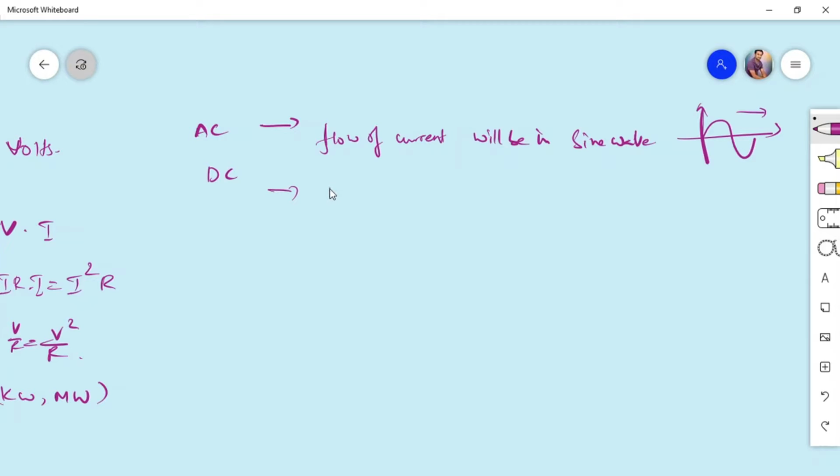The flow of current in DC is constant. This is the current in DC, and this is the current in AC. Here in AC we have a phase difference. In DC we don't have any phase difference. It is just the peak voltage that we will have.